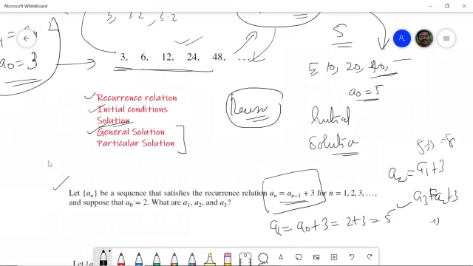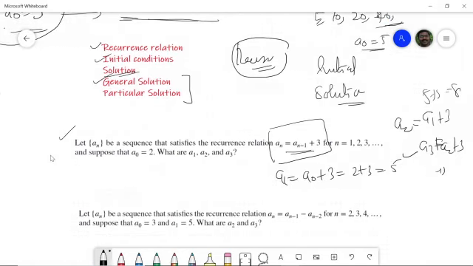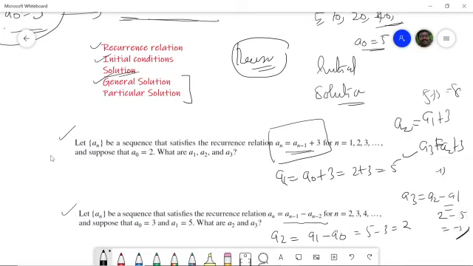It's very simple. Similarly, let's look at some other problems also. See this question. Let a_n be a sequence that satisfies the recurrence relation a_n is equal to a_(n-1) minus a_(n-2). Here we are defining a term in terms of two previous terms, for n is equal to 2, 3, 4, etc. Suppose that a_0 is equal to 3, a_1 is equal to 5. Let us find a_2. According to the relation, it is a_1 minus a_0, which is 5 minus 3, which is 2. What is a_3? It will be a_2 minus a_1, which is 2 minus 5, which is minus 3. I hope you understand the meaning of a recurrence relation.